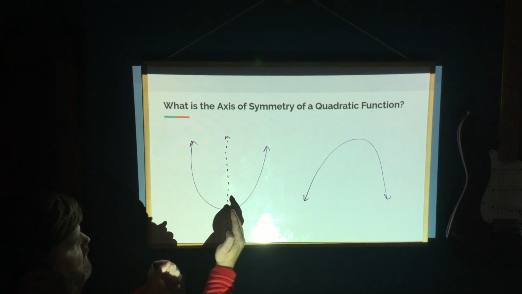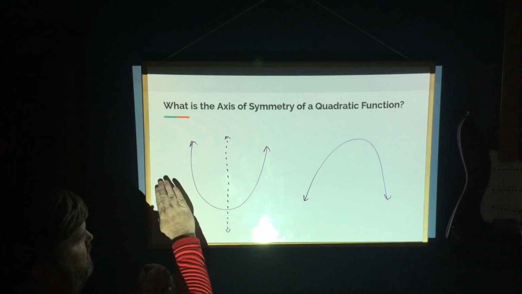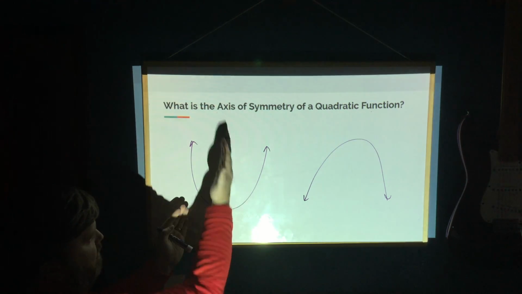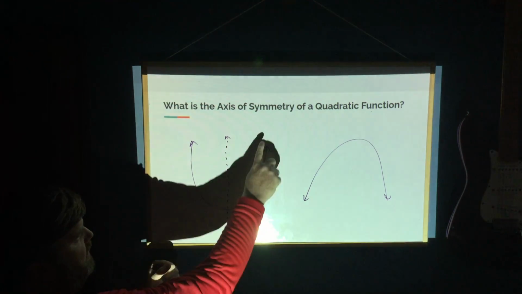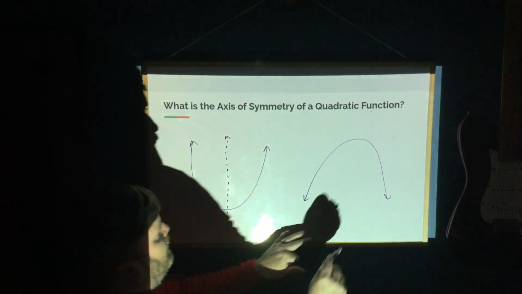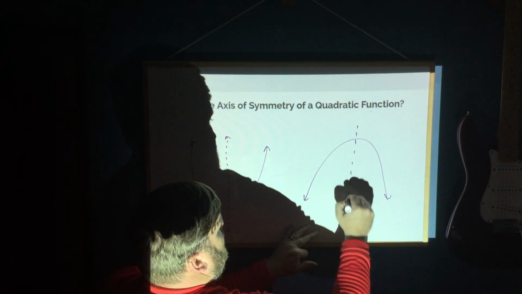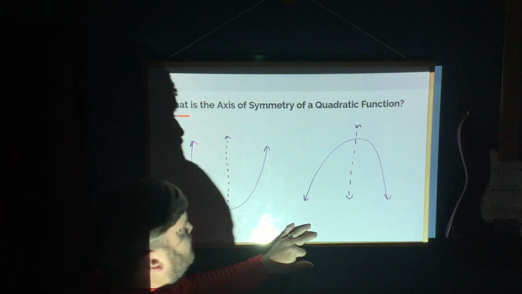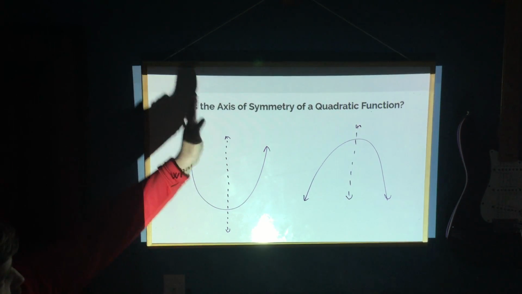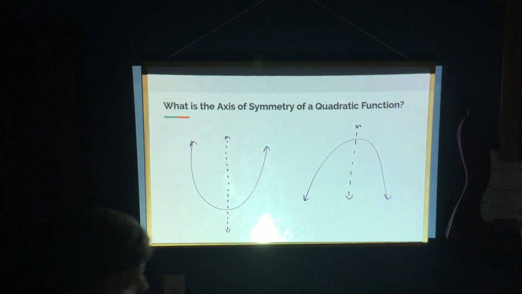In other words, the right side is mirrored on the left side. Or if you were to take this parabola and fold it along that vertical line, then this section would land right on top of this section over here. Okay, so this one would also have an axis of symmetry there. So it's the vertical line that cuts the parabola exactly in half.